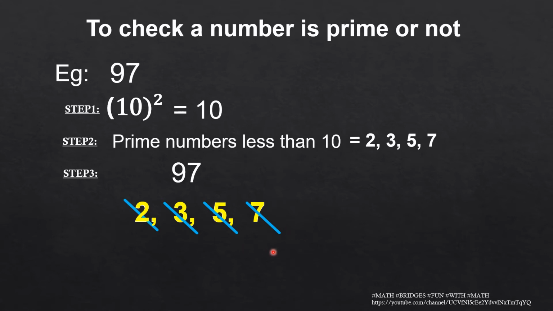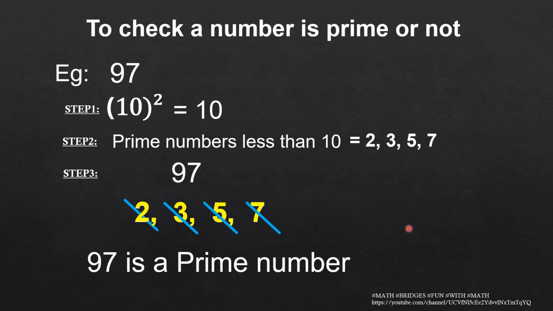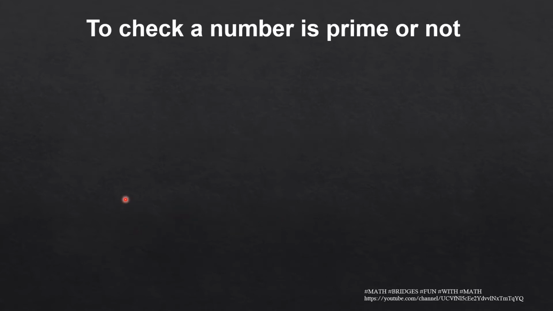That means we can make out that 97 is a prime number. If it is divisible by any one number, then 97 is not a prime number. We can consider it to be a composite number. But here it's not divisible by any of the numbers. Let's take one more example now. We will do it directly without steps.